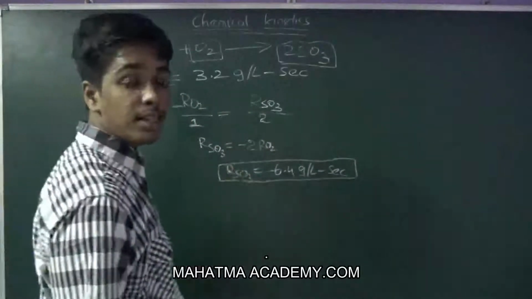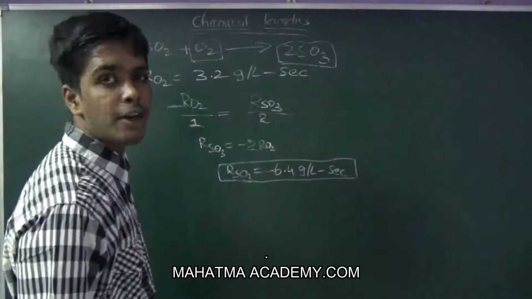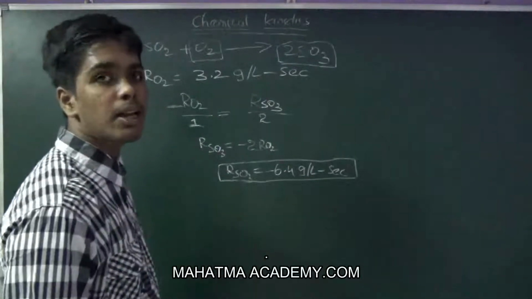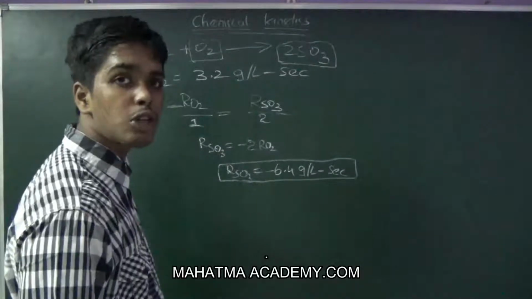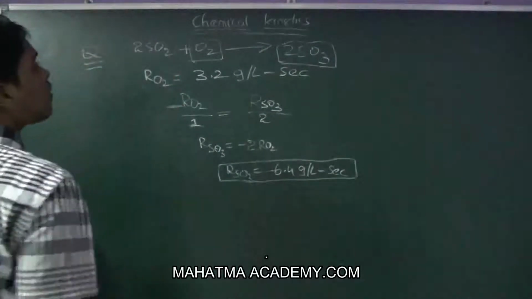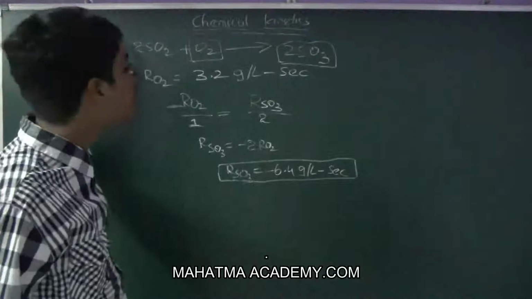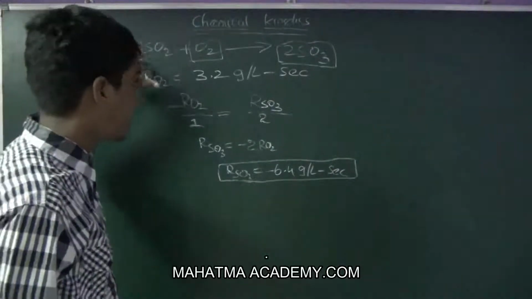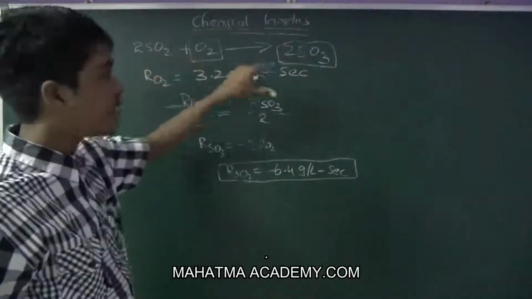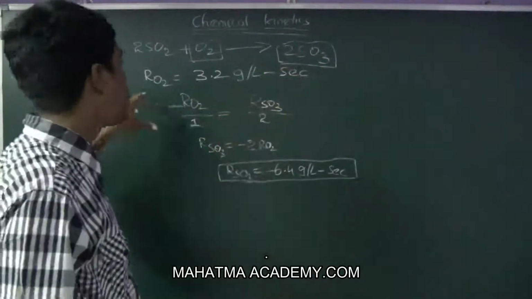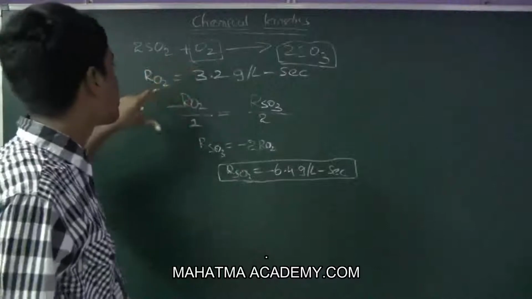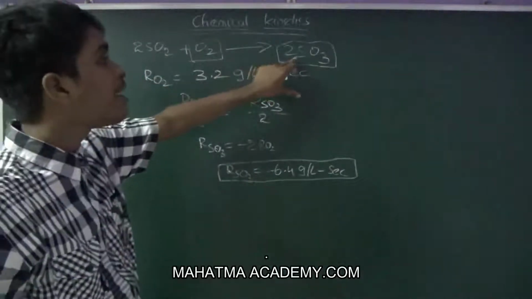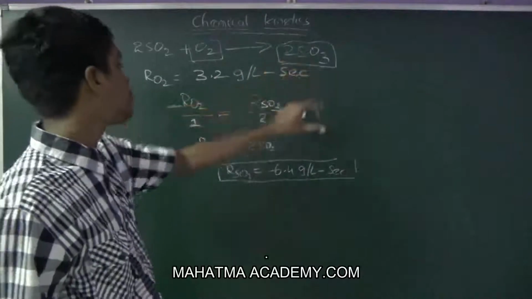Now we have discussed 3 questions based on rate of reaction, rate of appearance and rate of disappearance. Now we are going to the next topic questions. Now I will explain this question if any student has a doubt. If in the reaction SO2 plus O2 gives SO3, the rate of disappearance of O2 is given like this, and we want to find the rate of appearance of SO3.